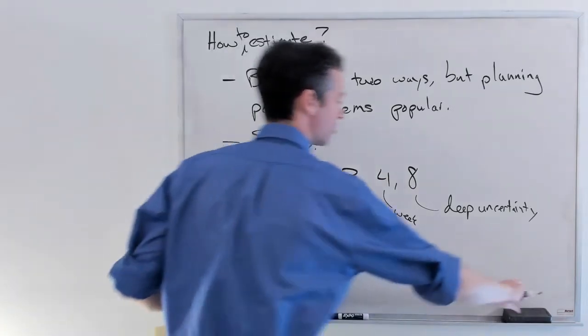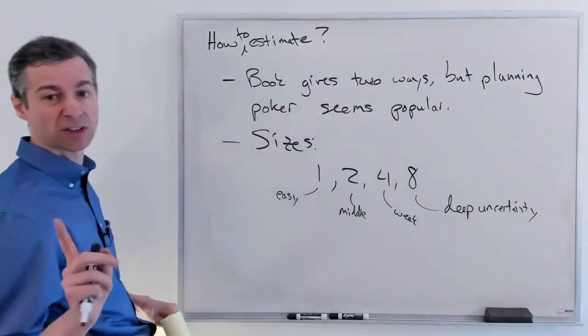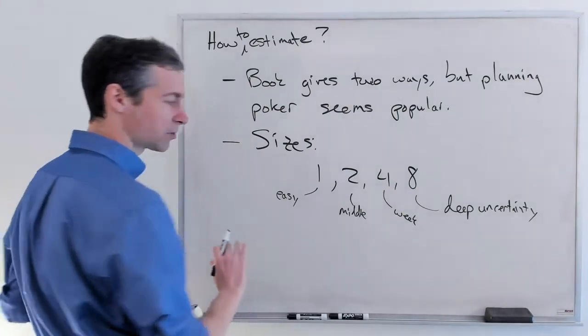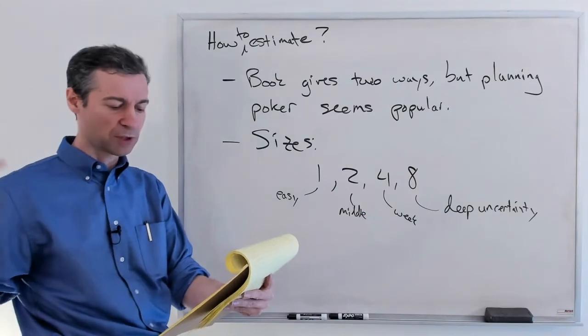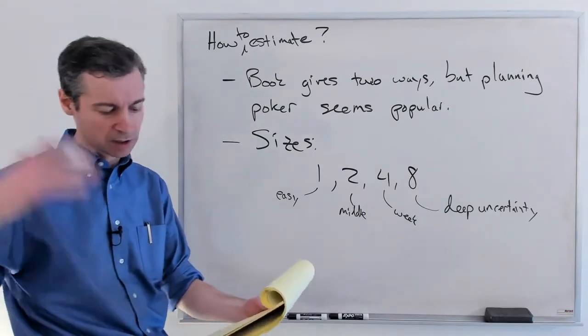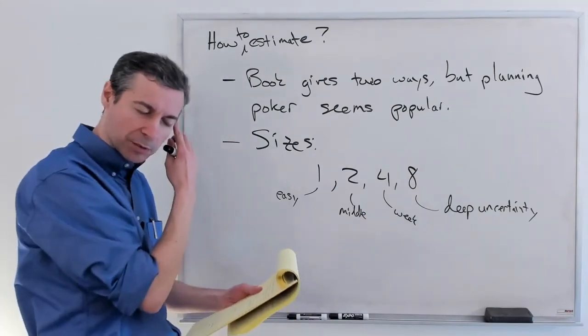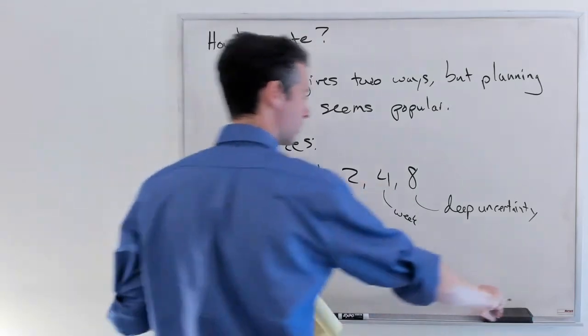Now, there are other schemes. Some teams use the Fibonacci series. This goes 1, 2, 3, 5, 8, 13, and so forth. Okay, we're not going to do that. We're going to keep this simple.